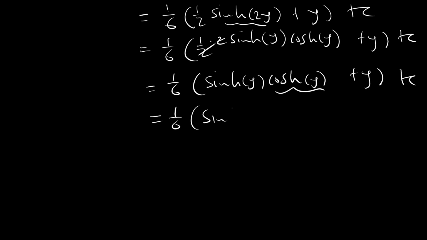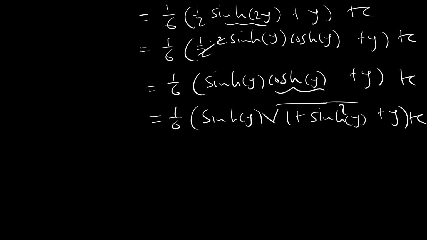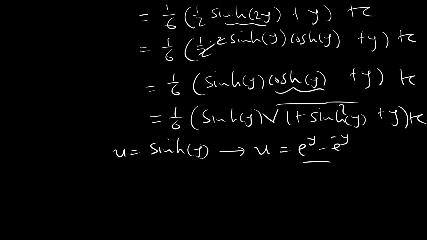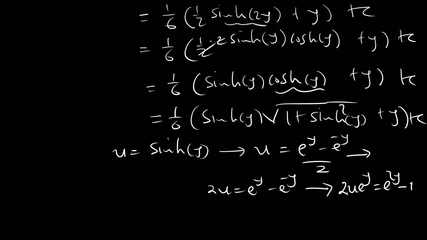We have square root of 1 plus the square of hyperbolic sine y, plus y plus c. So we had said that u was going to be equal to hyperbolic sine of y, which means that u is equal to e to the y minus e to the minus y over 2. Multiplying by 2 on both sides, we get 2u is equal to e to the y minus e to the minus y, which means that if we multiply by e to the y on both sides, we get 2u e to the y is equal to e to the 2y minus 1, and so e to the 2y minus 2u e to the y minus 1 is equal to 0.